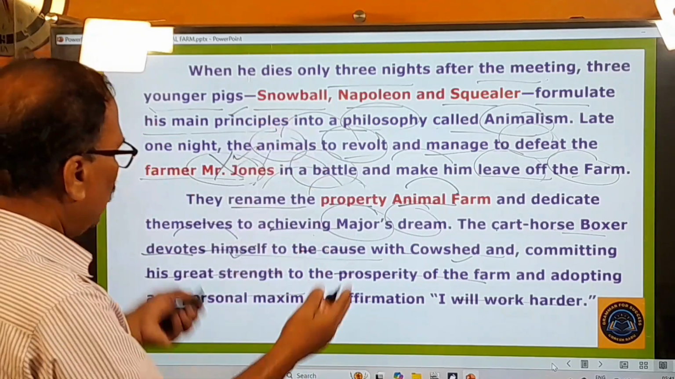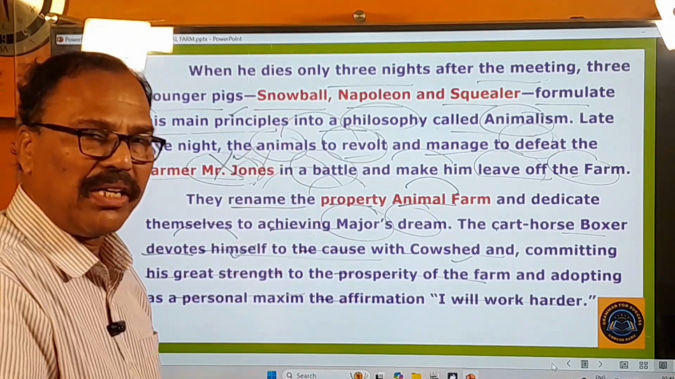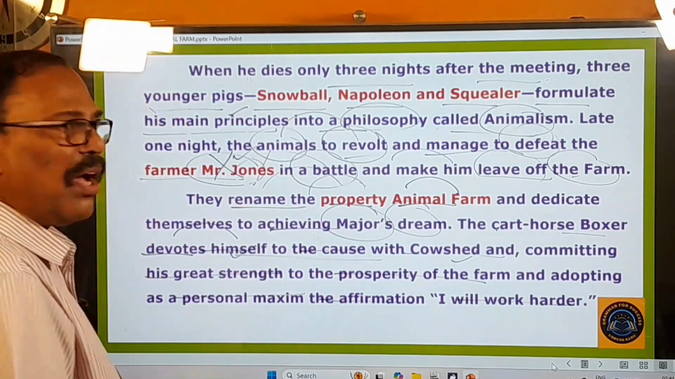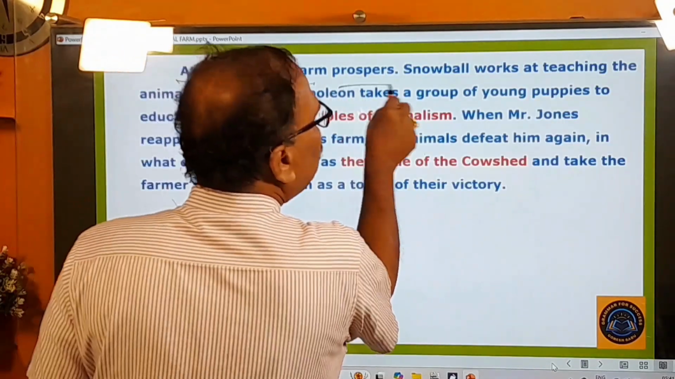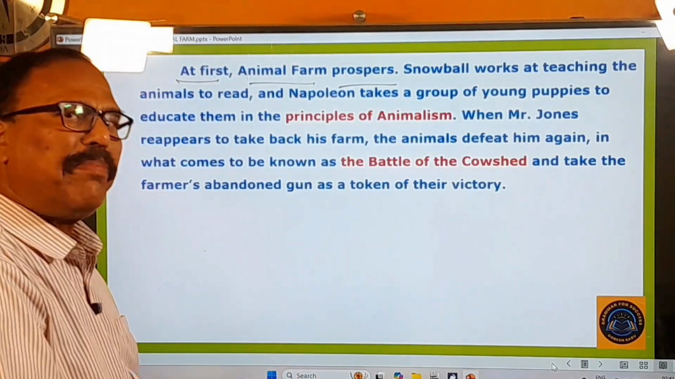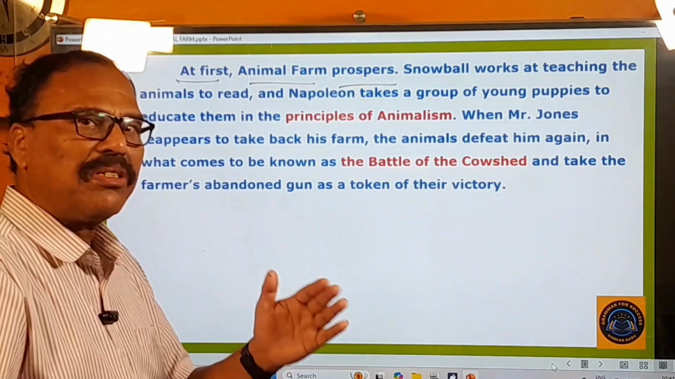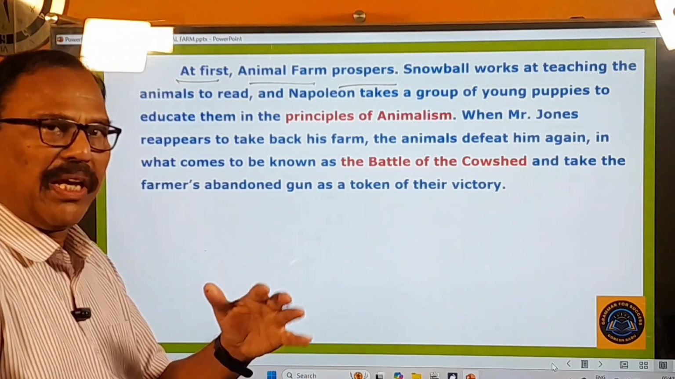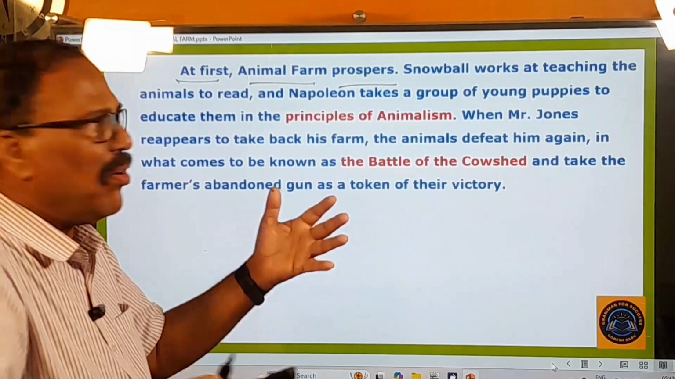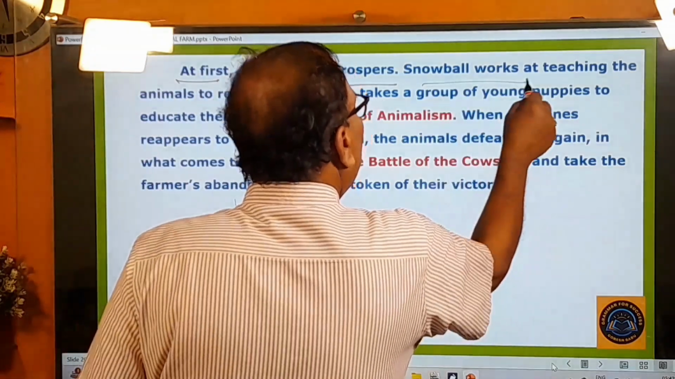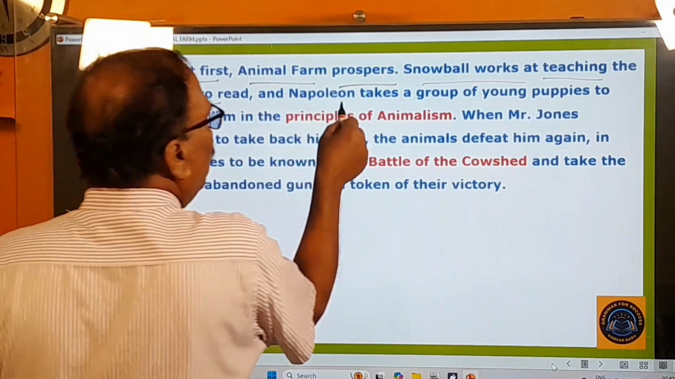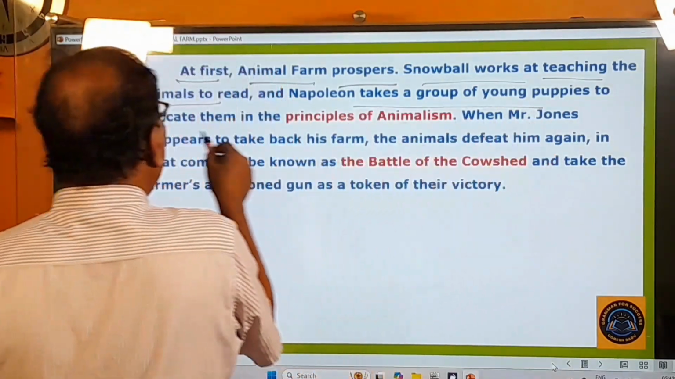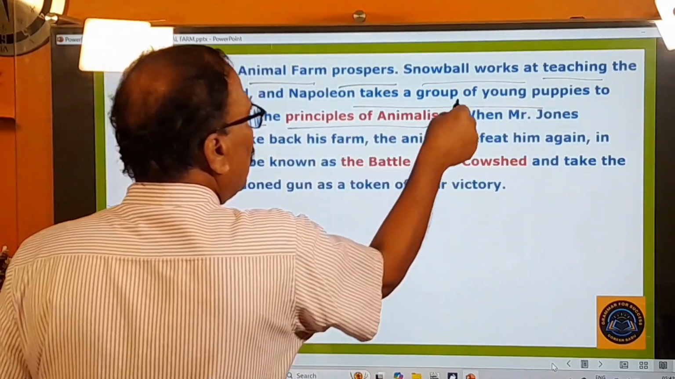So this is the story which is going on in a simple way. And now let's move on to other paragraphs. At first, Animal Farm prospers. So very simple. At the beginning, the Animal Farm started prospering. Okay, it started developing. And Snowball works at teaching the animals to read, and Napoleon takes a group of young puppies to educate them in the principles of Animalism.